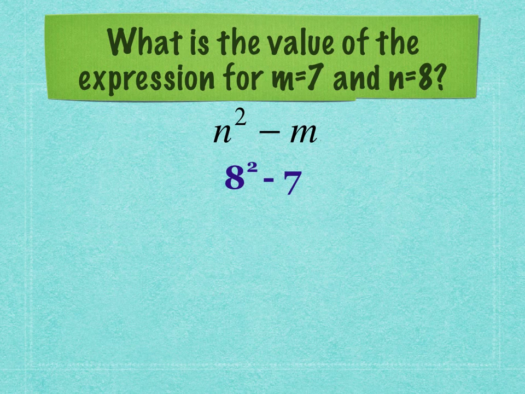From this point, once we've substituted, we need to use the order of operations. In this case, we don't have any parentheses. We do, however, have an exponent, which is 8 squared. 8 squared is 64. Bring down minus 7, and you have 64 minus 7. That's the final operation we need to do to simplify this expression. So 64 minus 7 gives us our answer, which is 57.